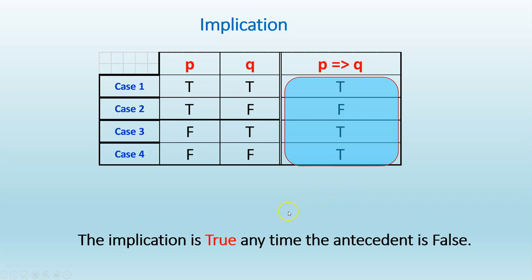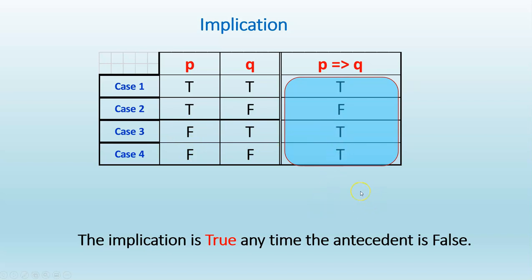The implication is true anytime the antecedent is false. So if you look at the antecedent and see that it's false, that means where is P false? That's case 3 and 4. Notice that the implication is true both times.